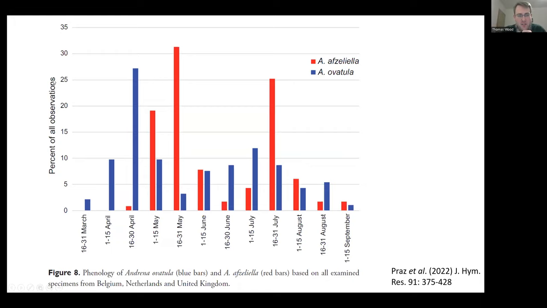Hopefully you'll be able to see that both species are bivoltine. Here in blue, we have Andrena avatula, with a spring peak and then a slightly smaller summer peak. In afcelliella, we have a spring peak, but it's a later spring peak. They peak around the end of May, whereas avatula peaks around the end of April. Again, we see the same thing where the second peak of afcelliella is delayed relative to the peak of avatula. So we have two almost morphologically identical species, but they have a different and distinct phenology.